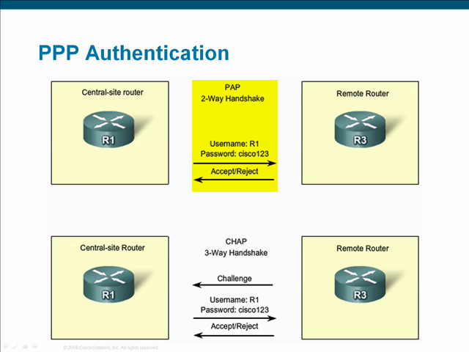PAP is a very basic two-way process. No encryption is used, so the username and password are sent in plain text. If accepted, the connection is allowed and authentication is never verified again. This leaves the network vulnerable to attack. CHAP is more secure than PAP. It involves a three-way exchange of a shared secret, and it conducts periodic challenges to make sure that the remote node still has a valid password.